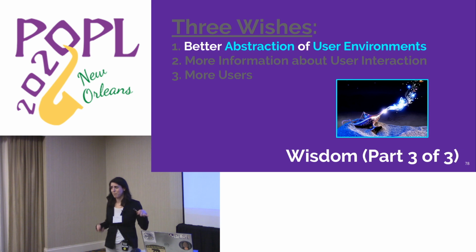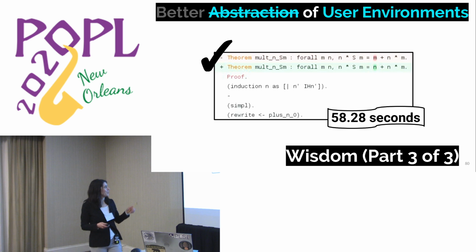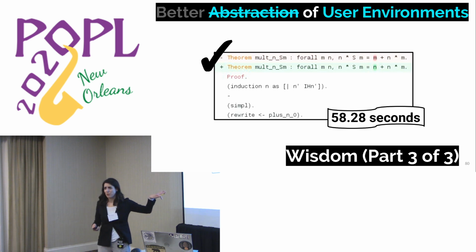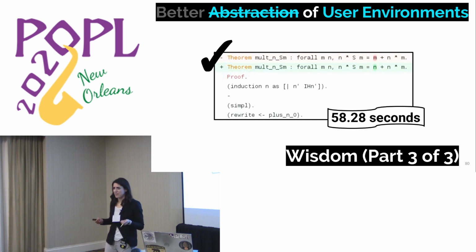So our first wish is for better abstraction of user environments. Now, we did pretty well with this. Our infrastructure was UI independent, and we were able to support multiple versions of COC. But unfortunately, when it came to the actual analysis, we found that we lost that abstraction. In particular, different UIs and different versions of COC all had different ways of interacting with the REPL, and our analysis had to take all of those into account.